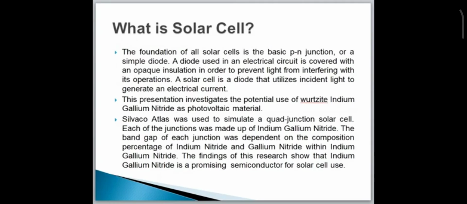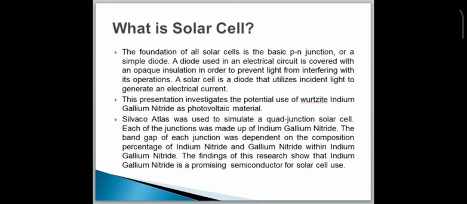What is a solar cell? The foundation of all solar cells is the basic PN junction diode, or simply a diode. A diode used in an electrical circuit is covered with an opaque insulation in order to prevent light from interfering with its operation. A solar cell is a diode that utilizes incident light to generate an electrical current.